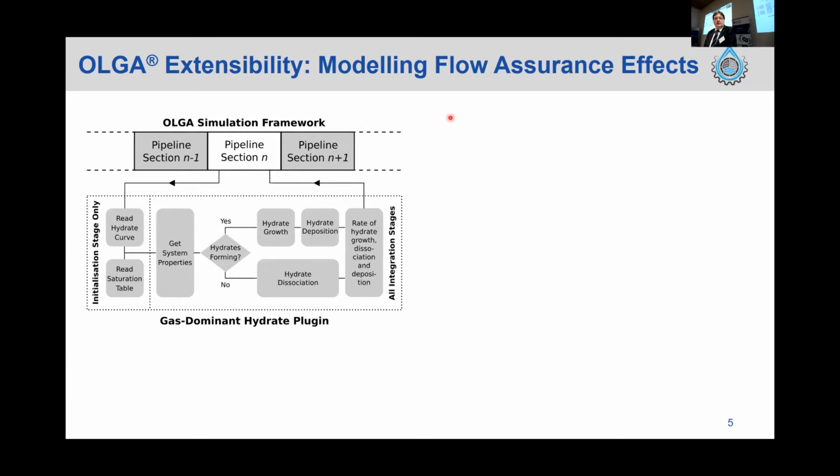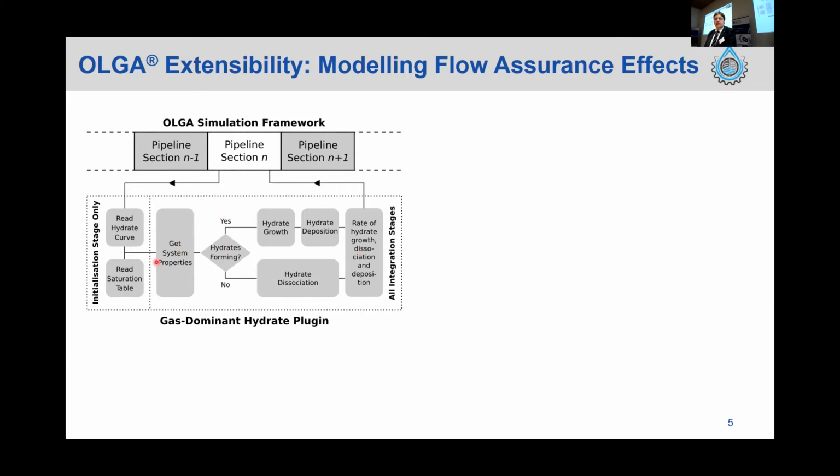So the way that's put together within our gas dominant plugin, we've just got a little schematic here. You can see we have some simulation framework. This can be either OLGA, or we've recently done some work with Wood to introduce this to Virtuoso as well. And effectively, what you wind up doing in these simulators is you divide your pipeline into a whole series of different sections. Within each one of those sections, we wind up running our gas dominant plugin.